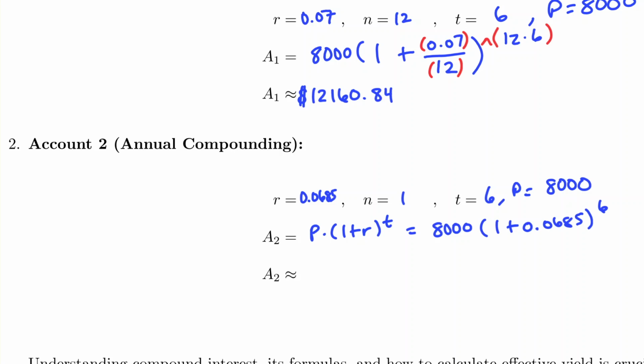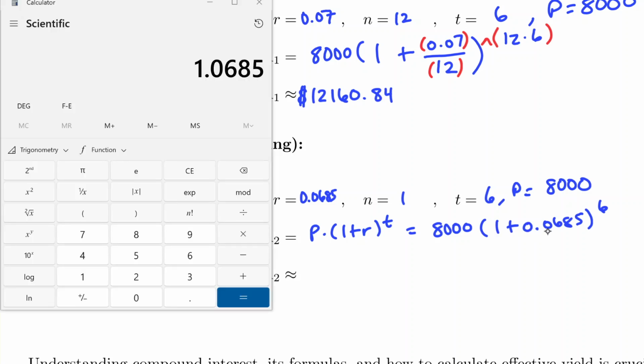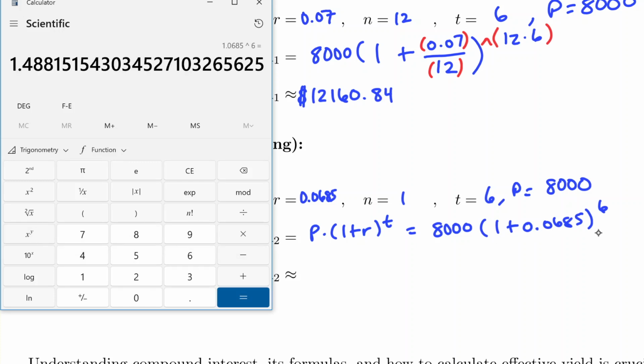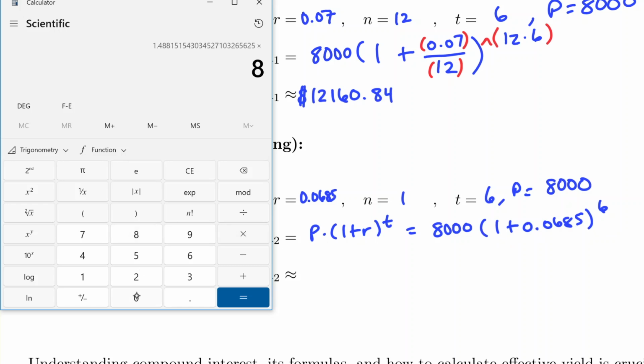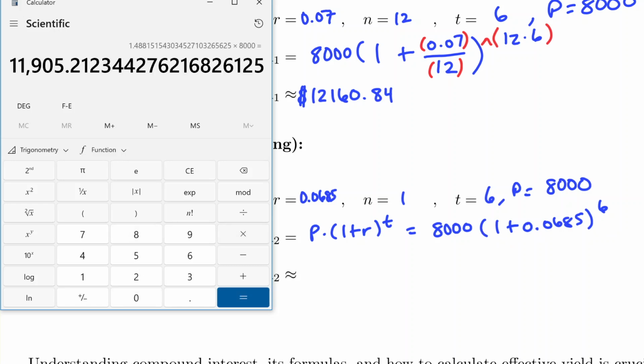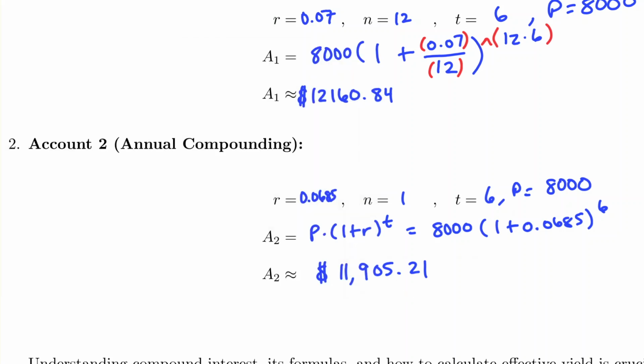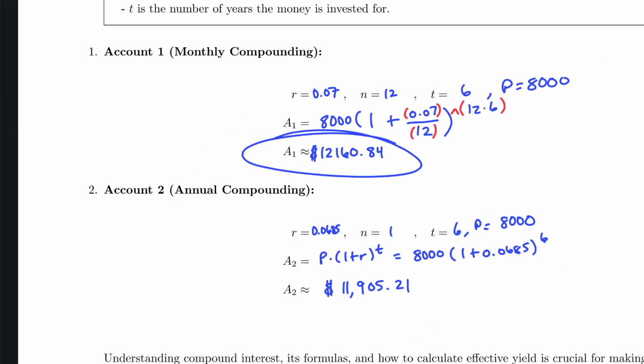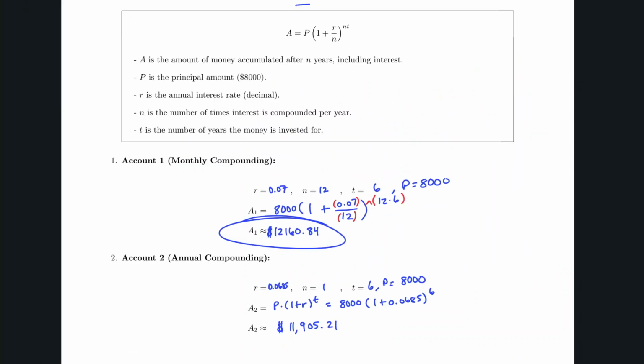Let's type this into our calculator. So 1 plus 0.0685 raised to the exponent of 6 years gets me this value, times 8,000. And we get 11,905.21 when we round to 2 decimal places. And now we need to compare the two. Which one will give us a larger value? Account 1 will, at the end of the 6-year period of time, result in a larger overall value.